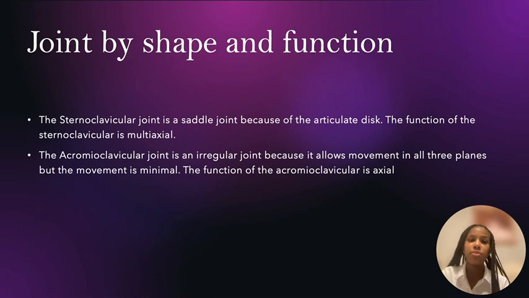So, joint by shape and function: the sternoclavicular joint is a saddle joint because of the articular disc. The function of the sternoclavicular joint is multi-axial. The acromioclavicular joint is an irregular joint because it allows movement in all 3 planes, but the movement is minimal. The function of the acromioclavicular joint is axial.